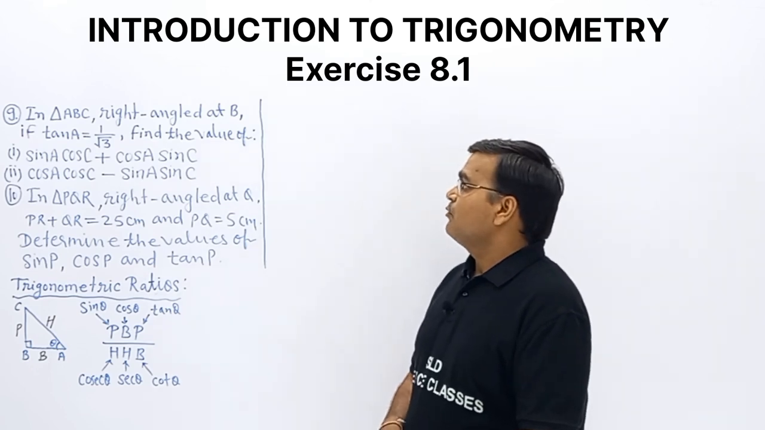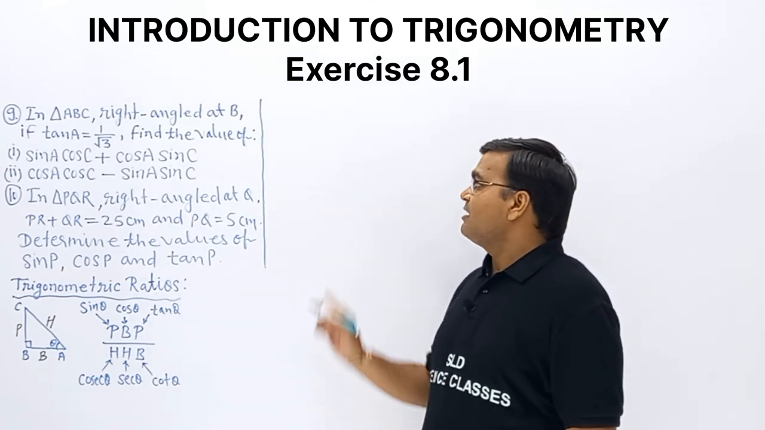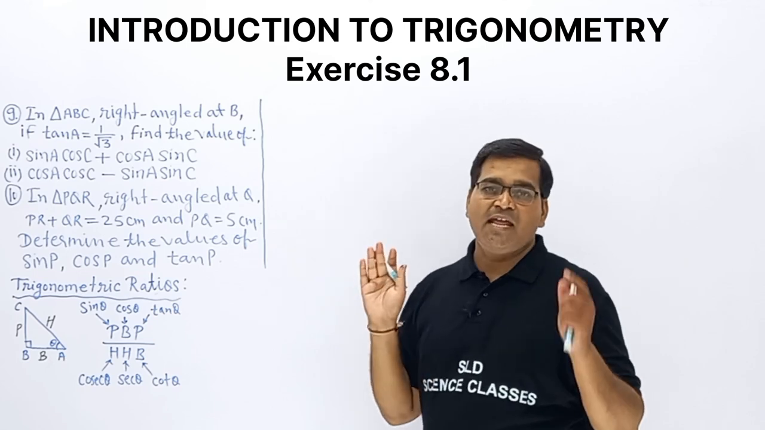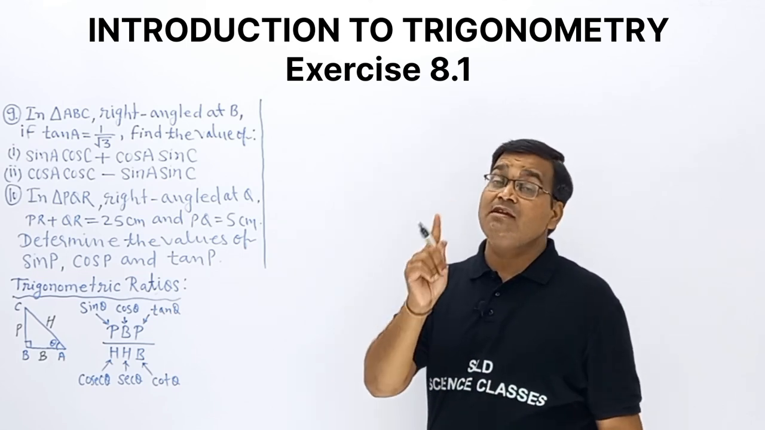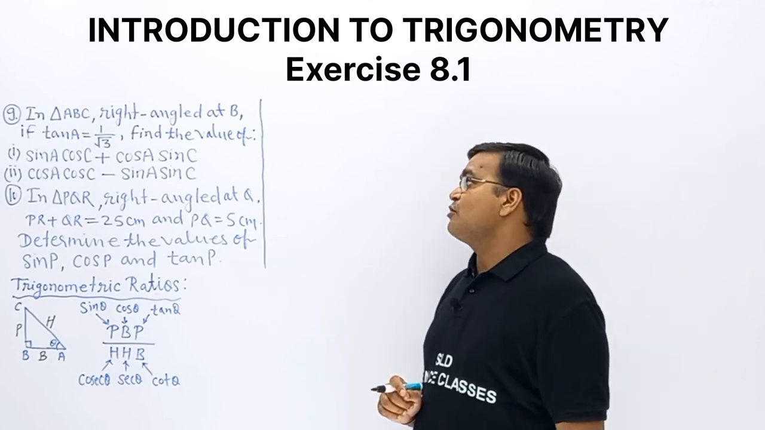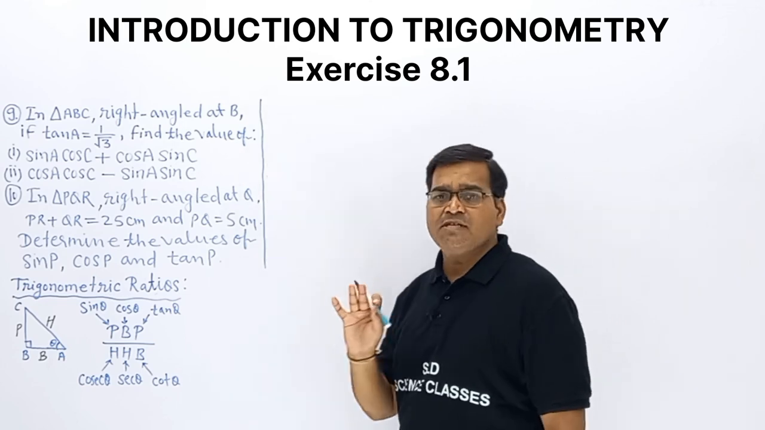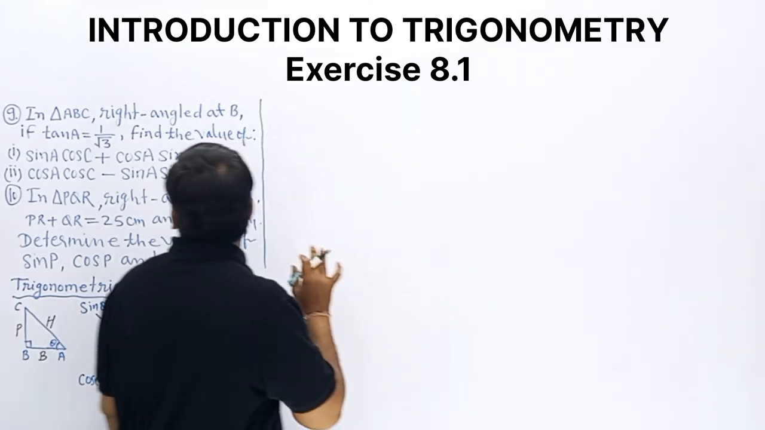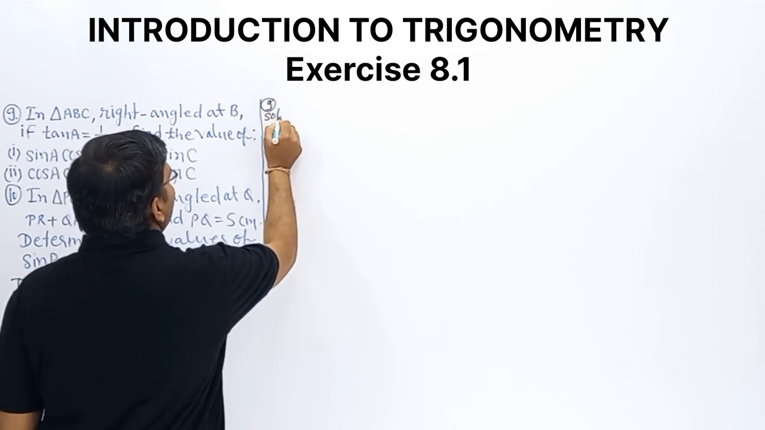Now observe question number 9. In triangle ABC, right angled at B, we have one triangle ABC and it is 90 degrees at B. Clear? And tangent A is also given. Find these two expressions, an easy one. I am taking 9.1. What will be its solution?